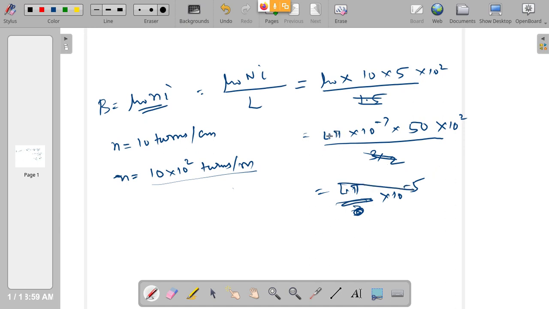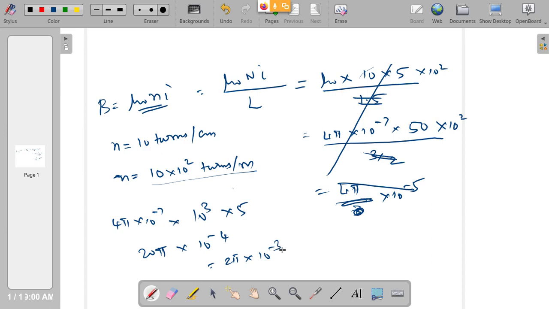No, let us redo it again. Directly we will apply the formula. Therefore mu naught is 4 pi into 10 power minus 7 into the number of turns per meter, which is 10 power 3, right? Into current is 5. This much if you do, it is okay, because now it is 4 pi into 5 is 20 pi. 20 pi into 10 power minus 4, or 2 pi into 10 power minus 3. This is the answer.